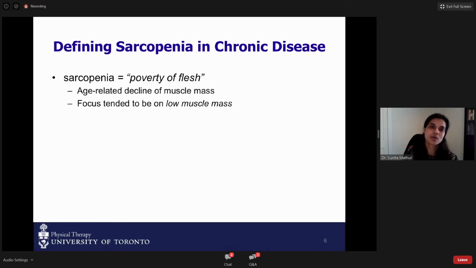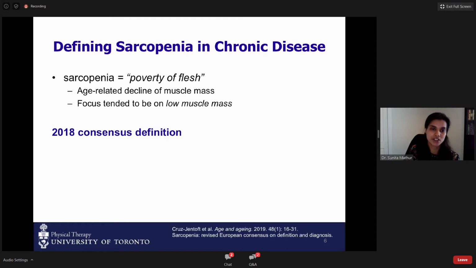So when we talk about muscle wasting, the term sarcopenia is also used. Now sarcopenia is being used more and more in the literature. Originally its literal translation is poverty of flesh, and it was defined as an age-related decline of muscle mass. As people reach their 70s and 80s, we would see a decline in muscle mass, and that was termed sarcopenia. The focus of measuring or defining it tended to be on the measurement of low muscle mass.